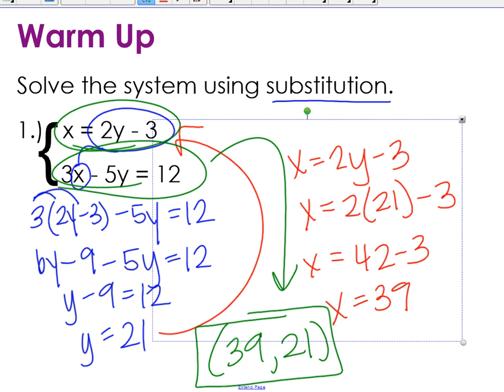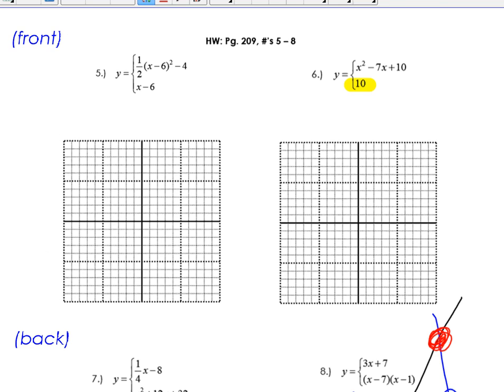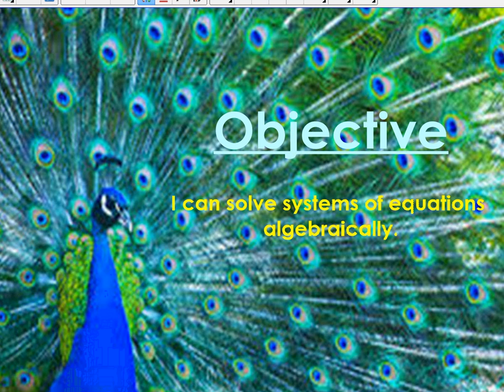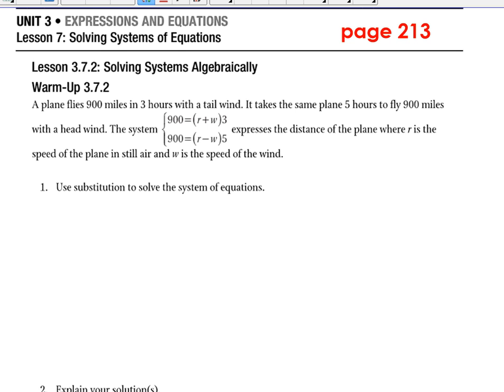Okay, now I want you to go ahead with that same idea and turn to page 213. And you'll see the warm-up. It says a plane flies 900 miles in 3 hours with a tailwind. It takes the same plane 5 hours to fly 900 miles with a headwind. So either the wind is helping or it's hurting their speed. Then they give you a system of equations that expresses the distance of the plane. They're saying r is the speed of the plane in still air and w is the speed of the wind. It says use substitution to solve the system of equations.